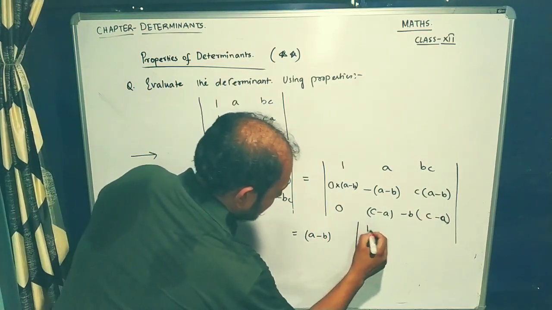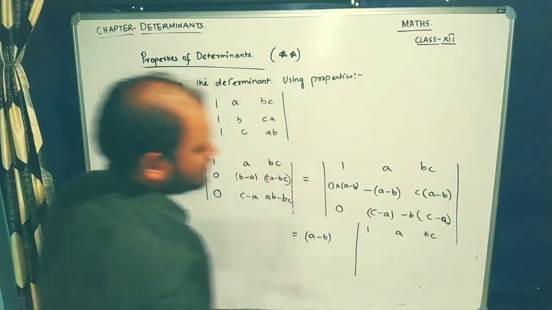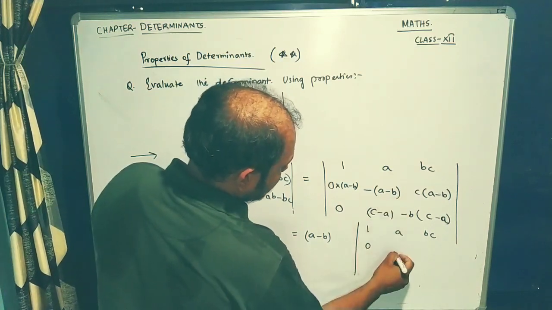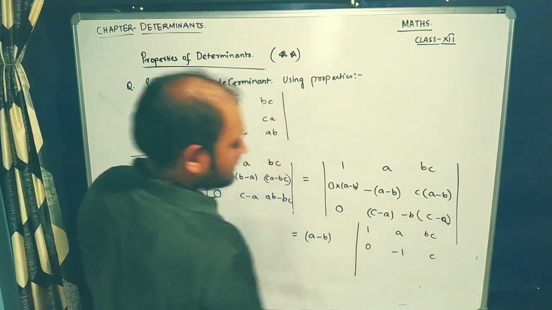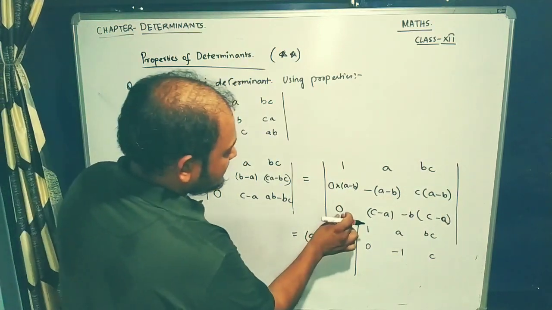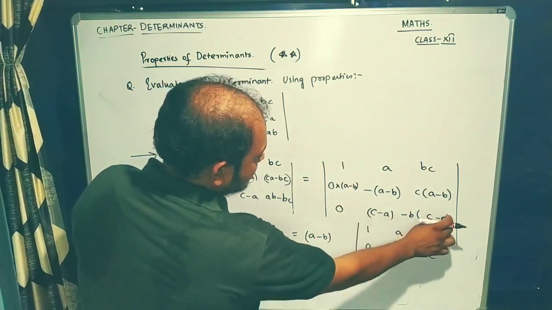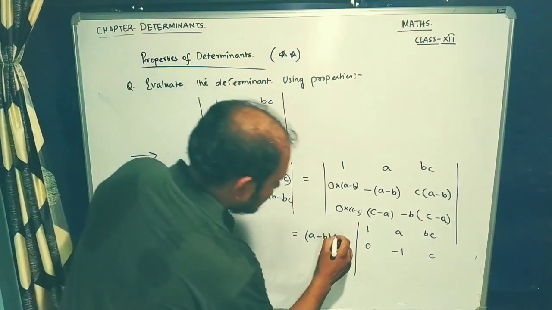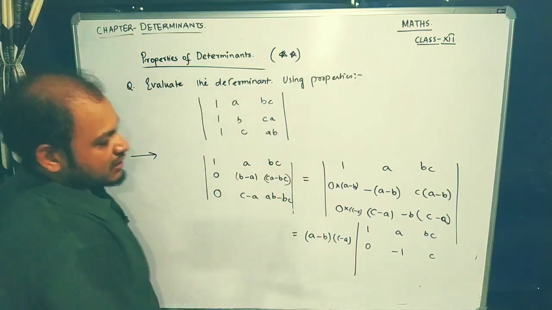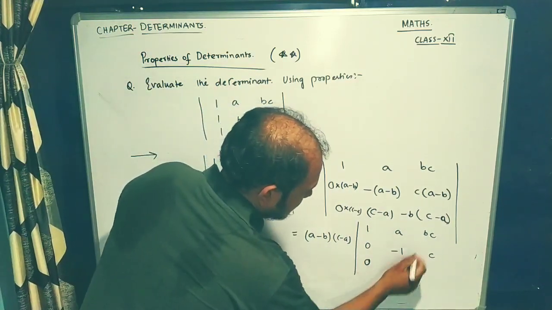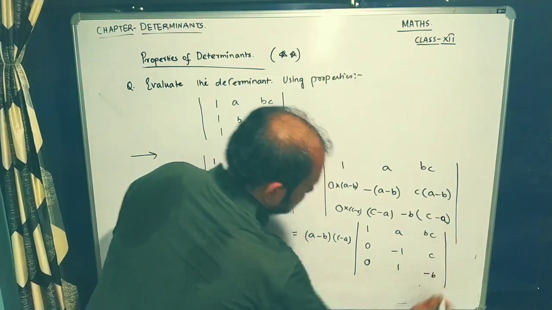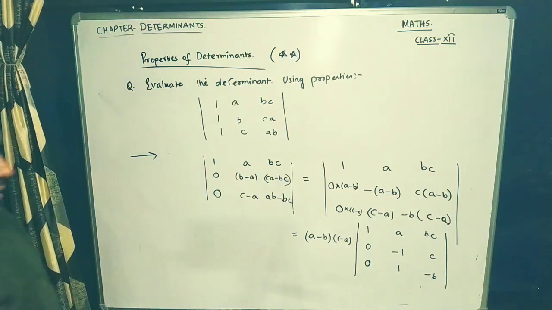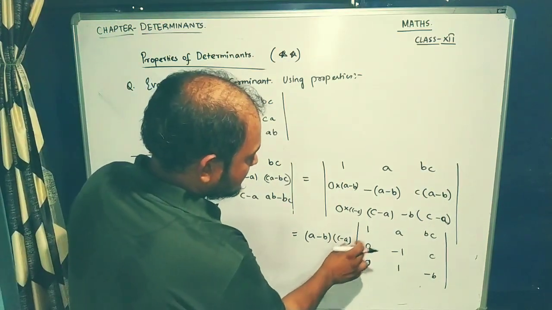So what you have inside is 1 A B C, then you have A minus B, you have taken outside, so it is 0. Then here you have minus 1, then here you have C. In a similar way, can you see that C minus A is a common factor in the third row? That means it is C minus A, 0 into C minus A. So if you take C minus A outside, you have 0, 1, minus B. So this determinant is the same as this determinant. Okay, fine. Now you have A minus B into C minus A into this determinant.